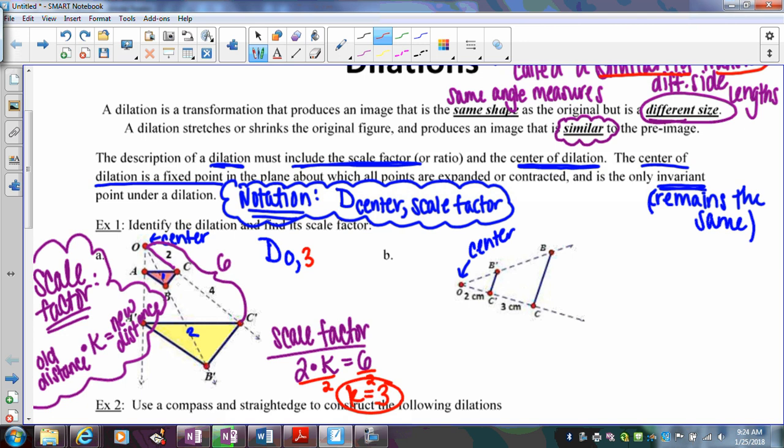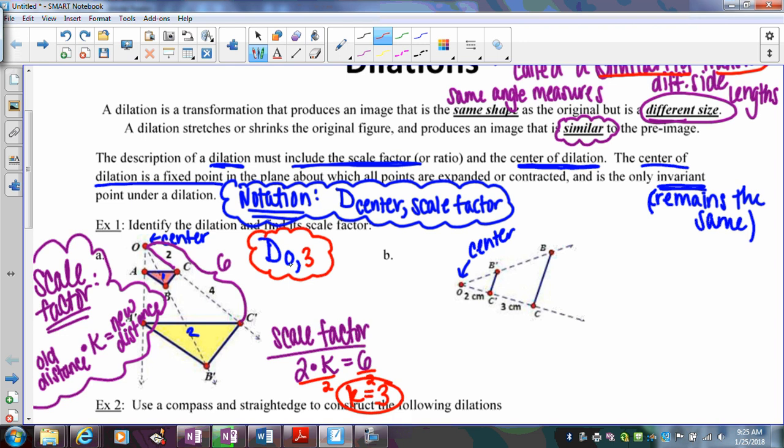So that means the pre-image compared to the image, the smaller triangle is 1/3 of the bigger triangle, or the big triangle is 3 times that of the smaller triangle. So all of the corresponding sides will be in that same ratio. It's just when you do the dilation, you use the distance from the center because everything's getting expanded or contracted from that center. So here's your notation for the dilation.